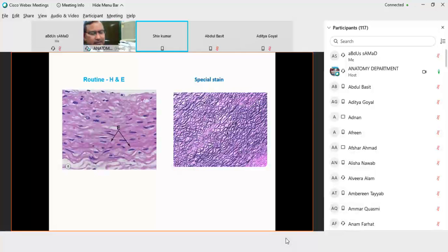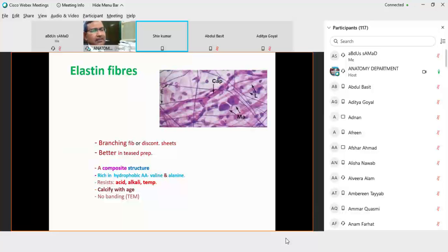There are many places where you can see the elastic, for example, in the elastic cartilage, in the skin. For example, if you pinch the skin and let go, it will come down. It is because of the elasticity. So elastic fibers are there, they require special staining. They have branching fibers. They form the discontinuous sheet. And they are better seen in a stretched preparation, the elastic fiber. And this is a composite structure.